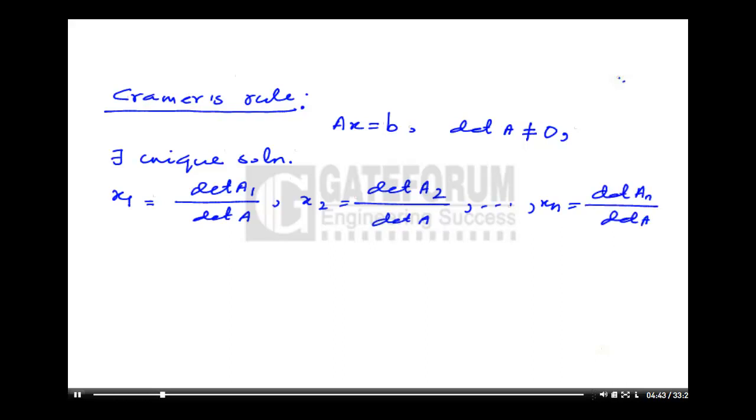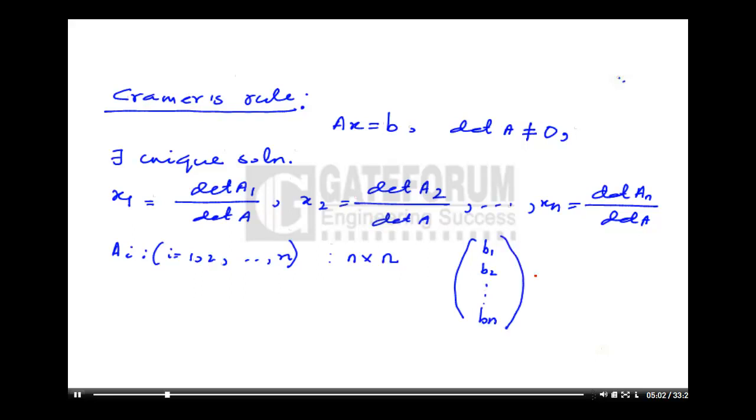Now what does Ai represent, where i is equal to 1, 2, like this n? Here Ai is also an n cross n matrix obtained from A by replacing its ith column by the constant vector b1, b2 and bn. Just replace the ith column by this constant vector.